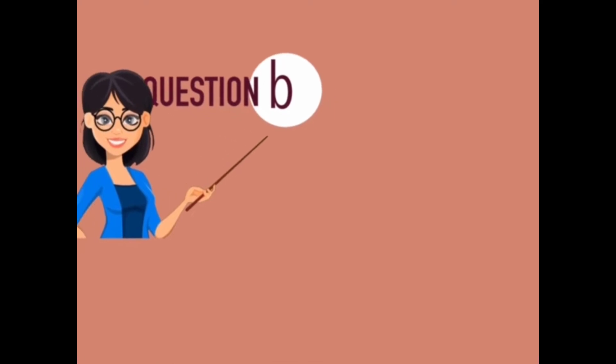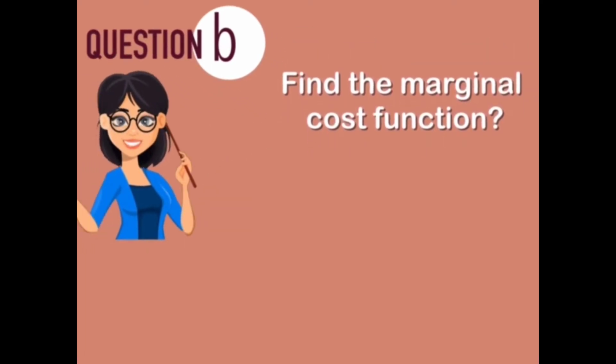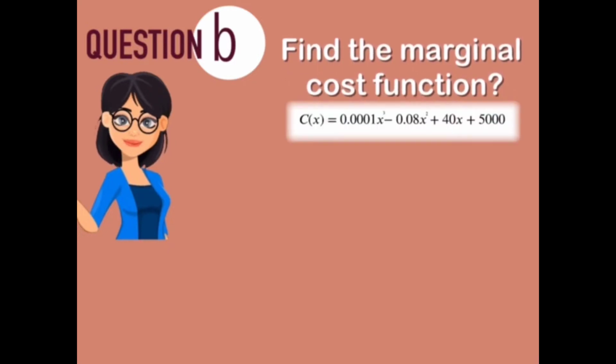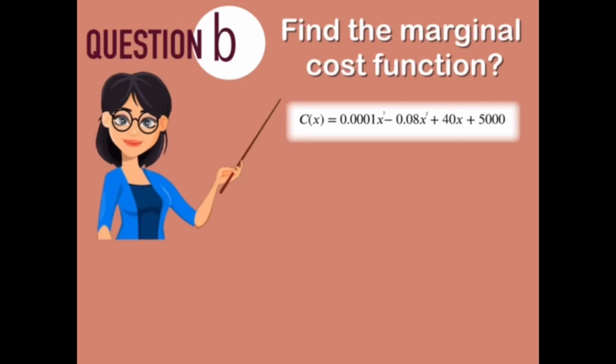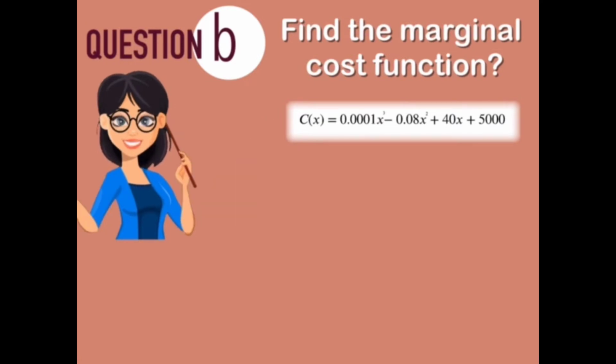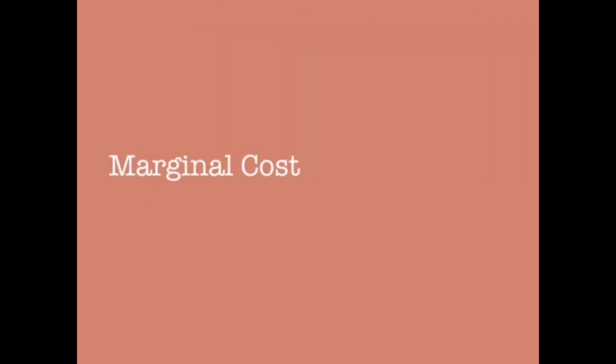Question B is asking us to find the marginal cost function for this equation, which is C(x) equals 0.0001x cubed minus 0.08x squared plus 40x plus 5,000. Before we get into solving this equation, I would like to clear up a little bit about our question, which is the marginal cost function that equals the derivative. So let's get into the basics.